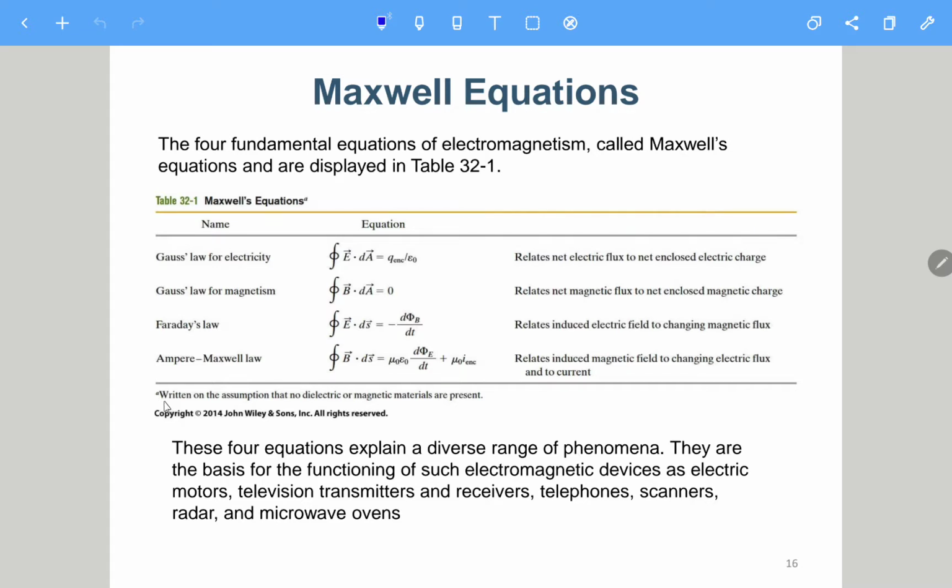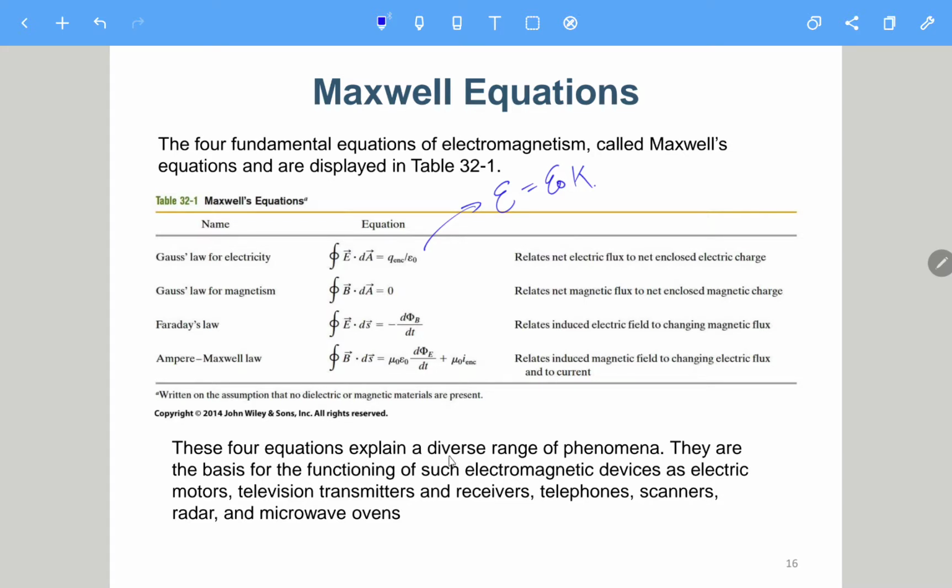So here it says these equations are written on the assumption that no dielectric or magnetic material is present. In chapter 25, we have actually considered the dielectric. In that case, epsilon naught will be changed to epsilon, which would be epsilon naught times the kappa of that dielectric. And of course there are also magnetic materials, so generally you can write it as mu and epsilon. The mu naught epsilon naught only occurs here, when the material does not include magnetic or dielectric material; then we only use mu naught epsilon naught.